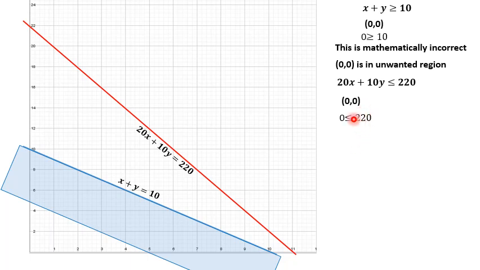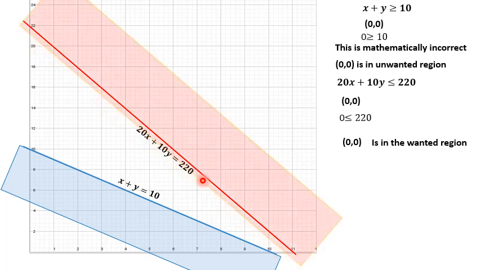So this is mathematically correct. 0 is less than or equal to 20, and therefore the point that we have chosen, which is (0, 0), is in the wanted region. So if this point is in the wanted region, therefore the region we want is this region below the line, and we therefore shade the region above the line, and we shade it like that.